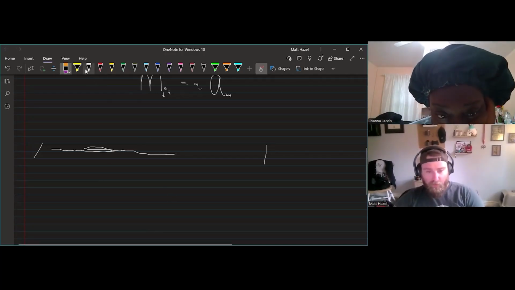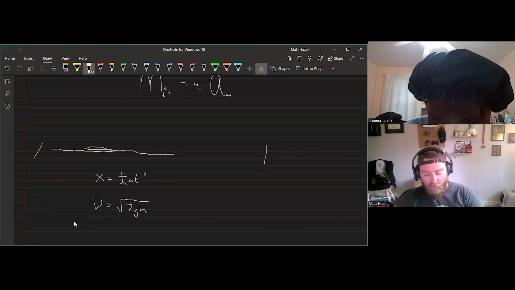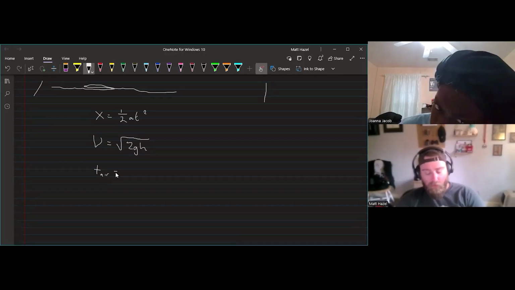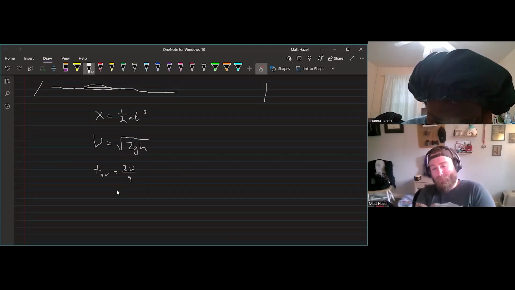When you're talking about that, you're talking like V equals square root of 2GH. I'm talking about X equals 1/2 AT squared. And then there's T of your air equals 2V over G. This is for if you throw a ball in the air and it comes back down like a parabola.